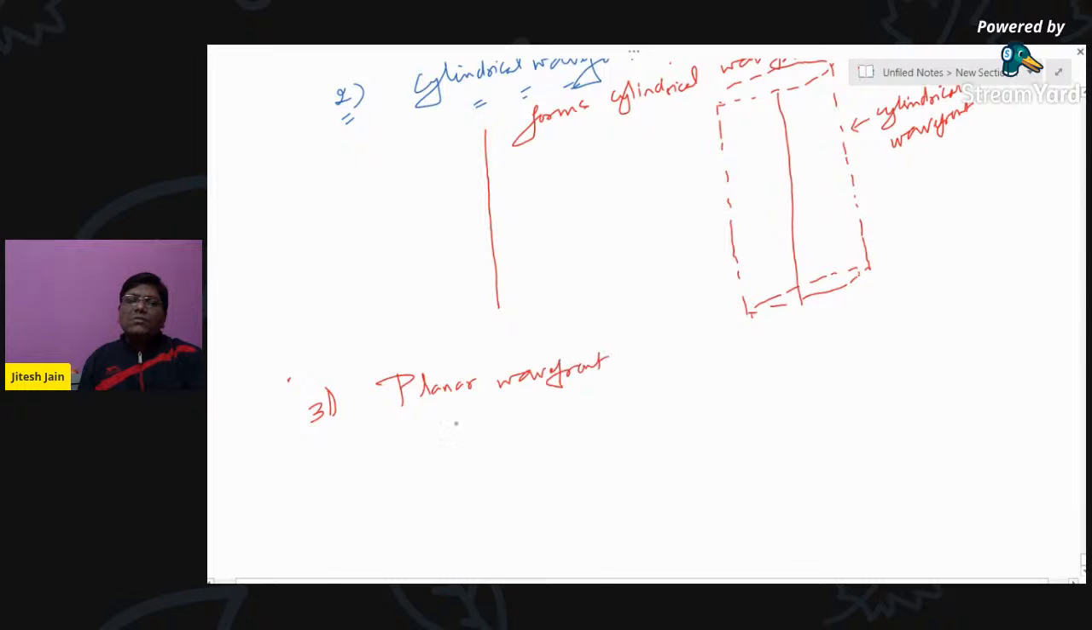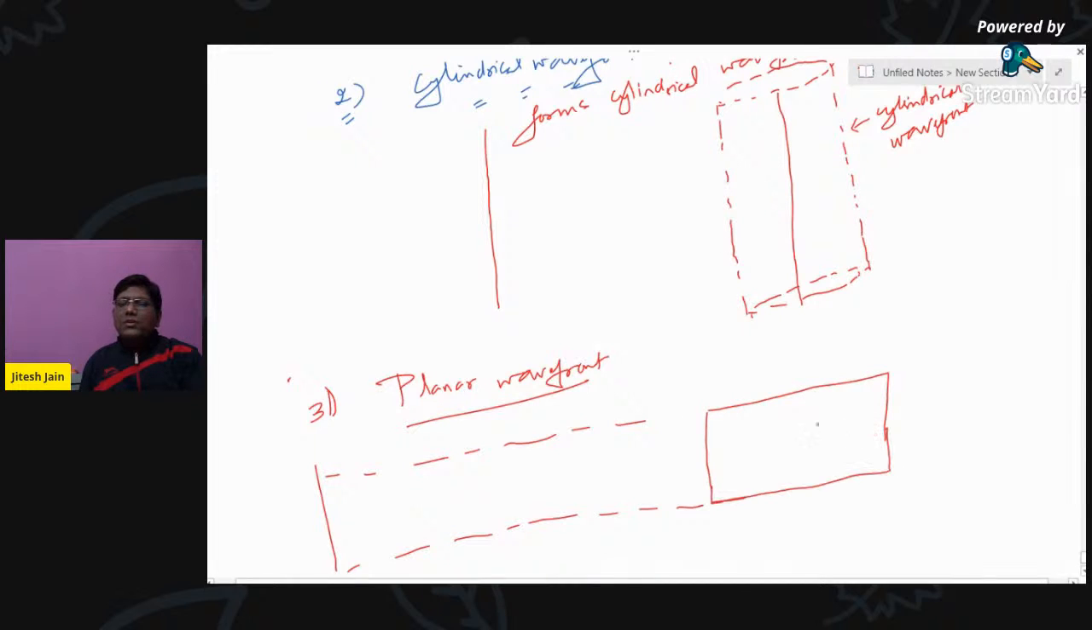How is the planar wavefront formed? If you are seeing this linear source of light from a very far distance, then this will be seen as what? A kind of wavefront which is known as the planar wavefront. That means you are not going to see the three-dimensional shape of this. You are going to see the two-dimensional shape of this, right? The 2D shape. So that is why this is known as the planar wavefront, dear students.